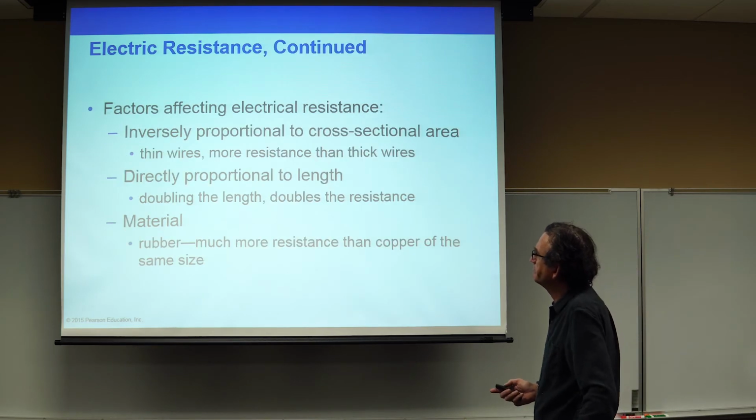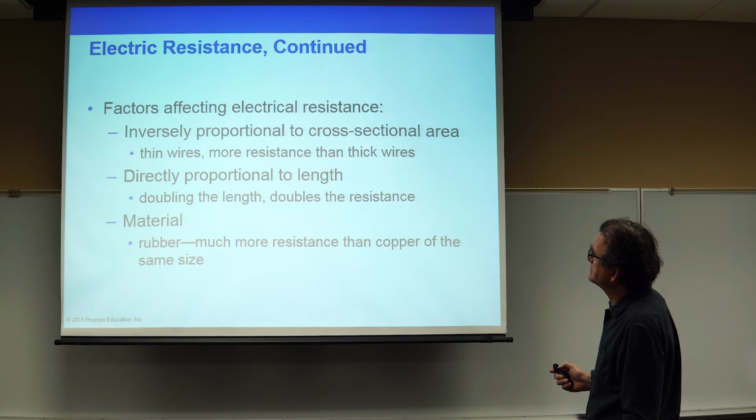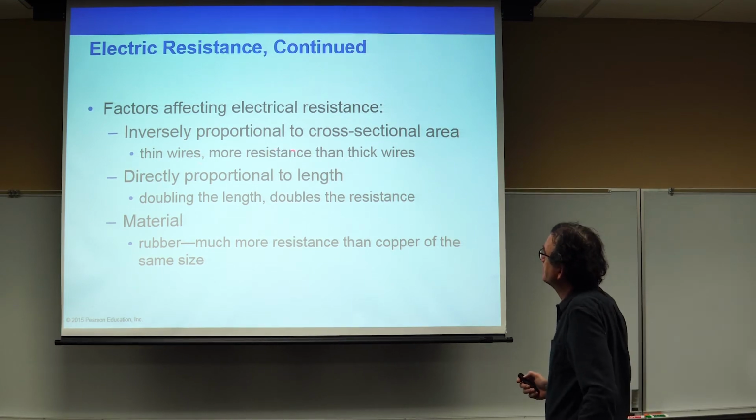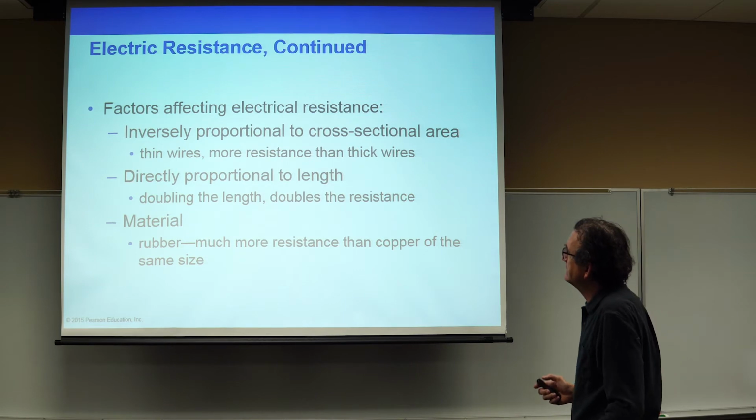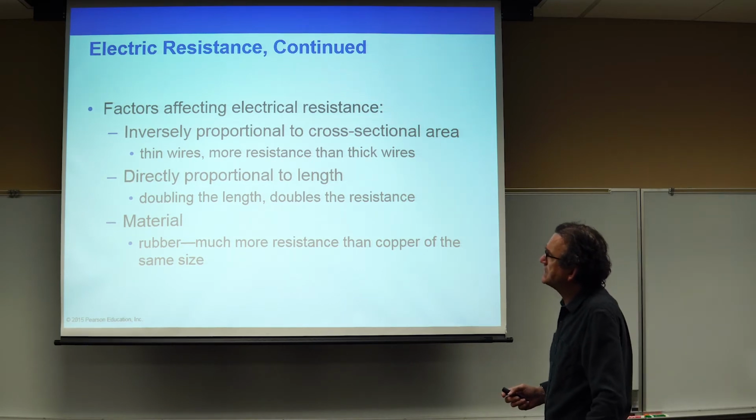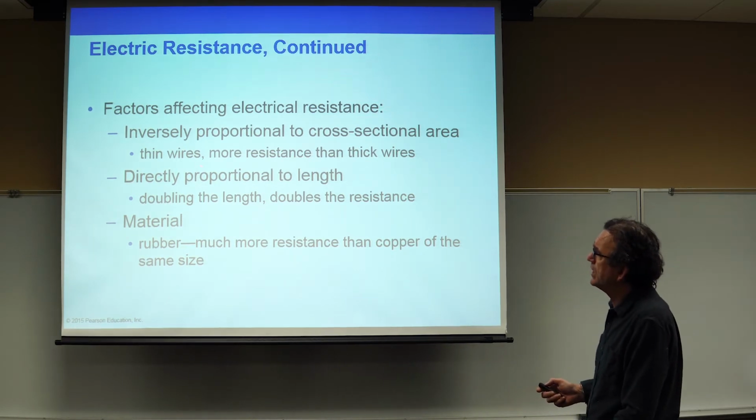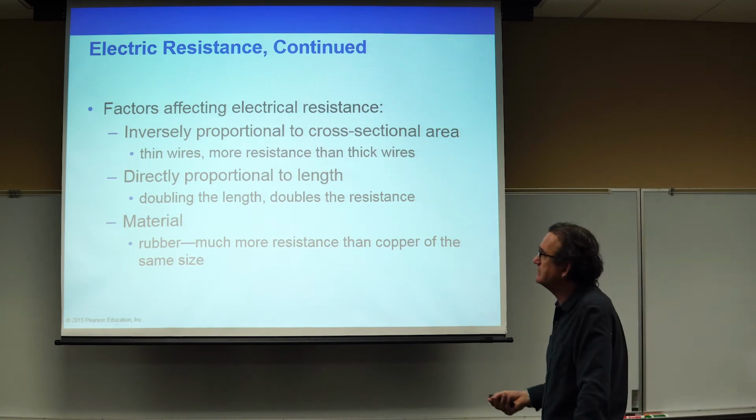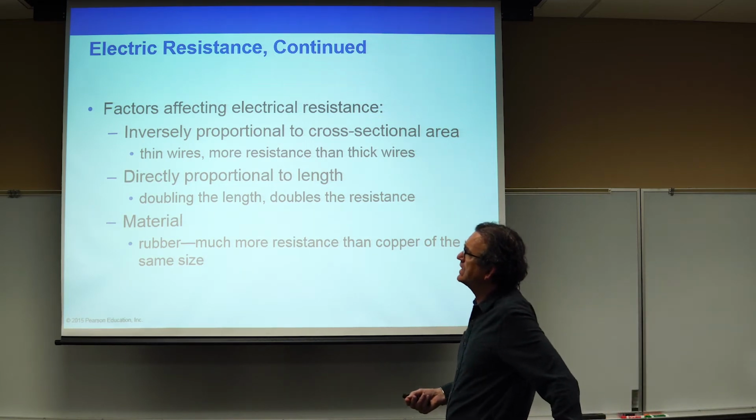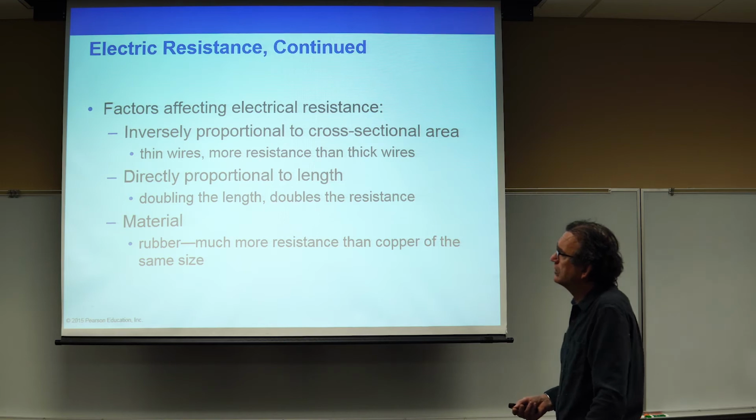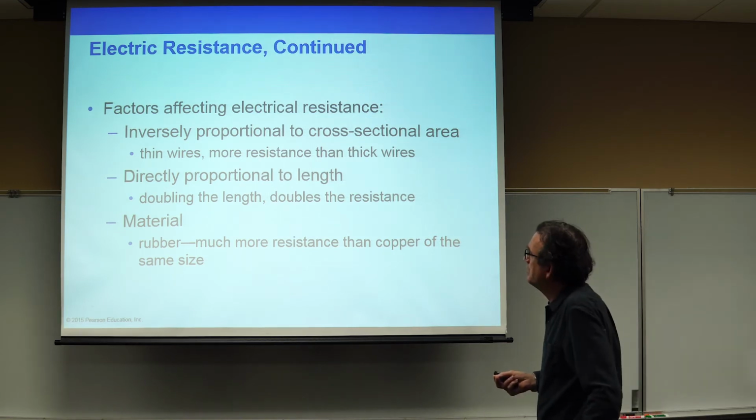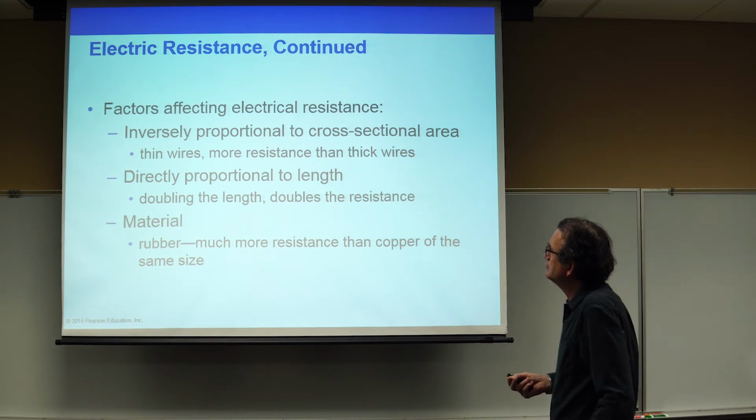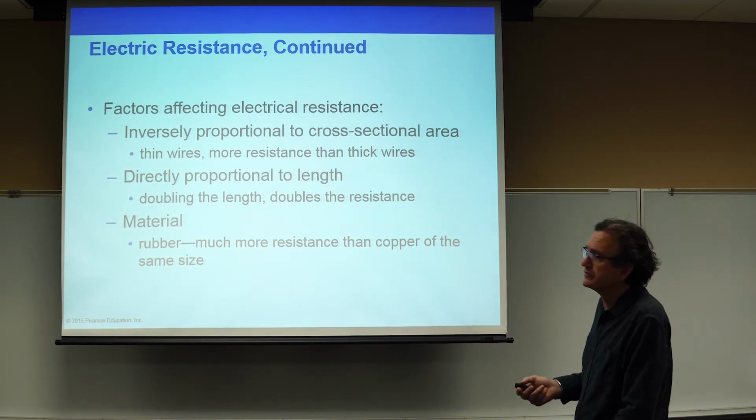or electrons flow through them. So, factors affecting electrical resistance: well, first, resistance is inversely proportional to cross-sectional area. Thin wires are more resistant than thick wires. We also said that we could change the composition of the wire to make it more resistive as well. It doesn't have to be pure copper, aluminum, gold, silver, etc., but can include materials that are much more resistant to electrons, such as insulators, for example.